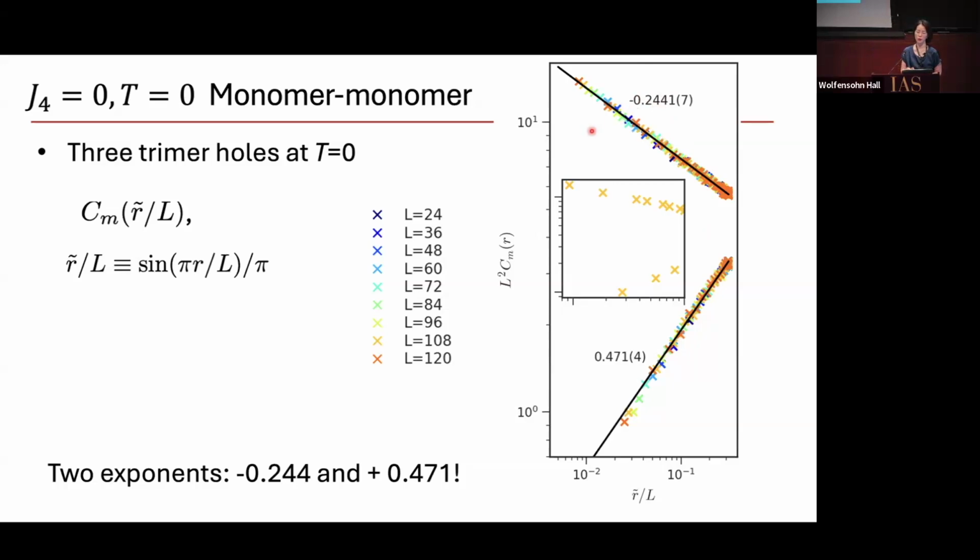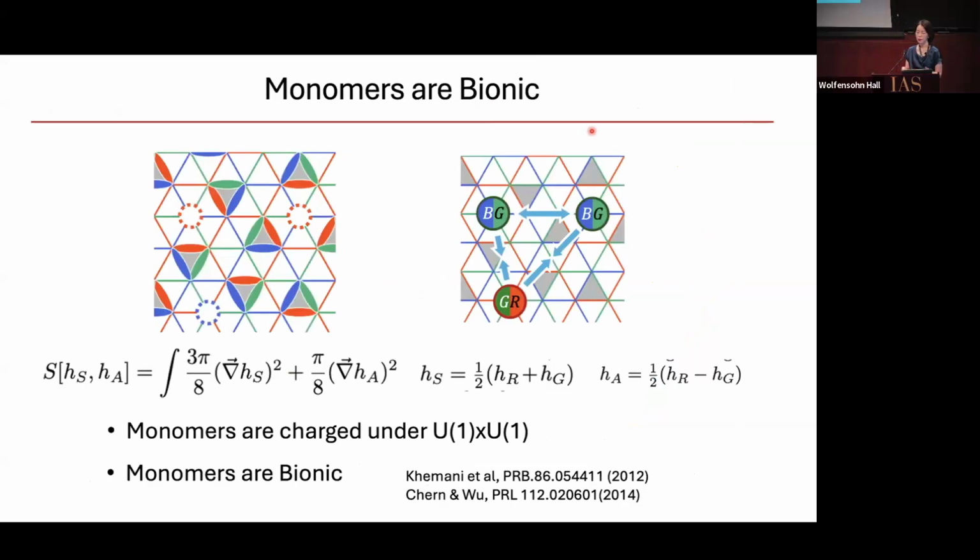I've got these power laws and exponents. What does that mean? If we step back and think about what it means and how it fits in with things that people have been interested in before us, what we are finding is that our monomers are bionic, meaning these monomers are charged under two coupled U(1) gauge theories. Those are my bosons, phi T and phi R. And the monomers carry the charges of these two bosons.